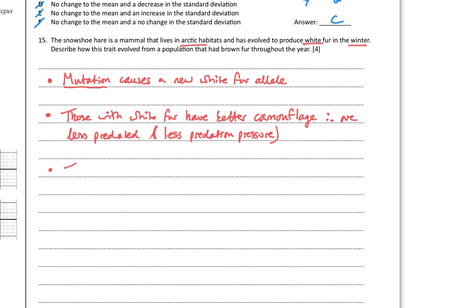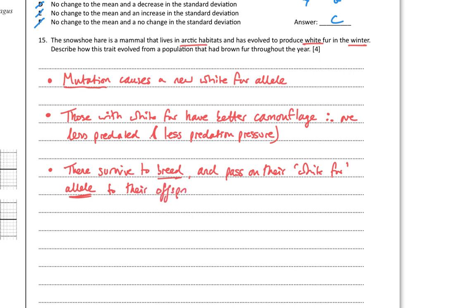So these then survive to breed. We need the word breed or breeding. And pass on their white fur allele. You have to say allele to their offspring or young. You can't miss out any of those words. Breed, allele, and offspring need to be clear, or synonyms can be used, but breed, allele, and offspring are better.